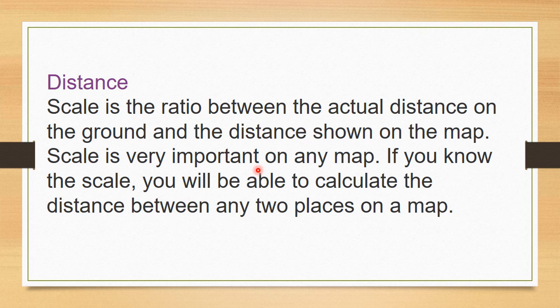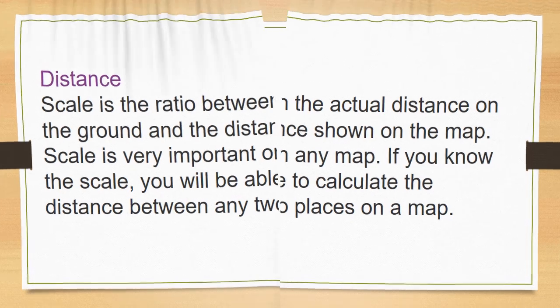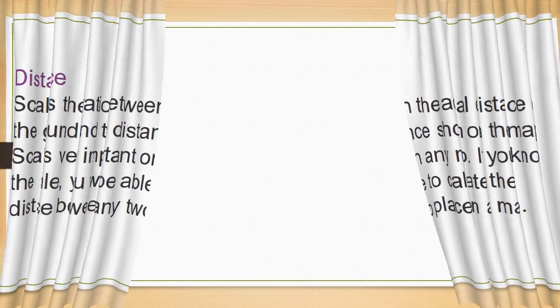If we take any map, what is very important? Scale is very important. If you know the scale, you will be able to calculate the distance between any two places on a map. Okay children? So what is scale? Repeat along with me. It is a ratio between the actual distance on the ground and the distance shown on the map. Understood children? Very good.